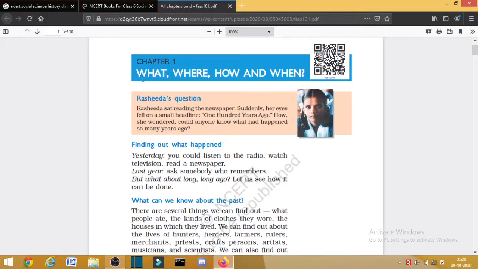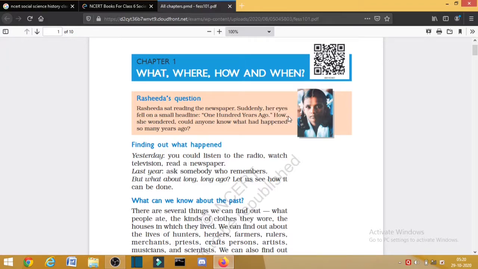What, where, how, and when. Rashida is the name of a girl. The picture of Rashida you can see in your book. Rashida sat reading the newspaper. Suddenly, her eyes fell on a small headline: 100 years ago.